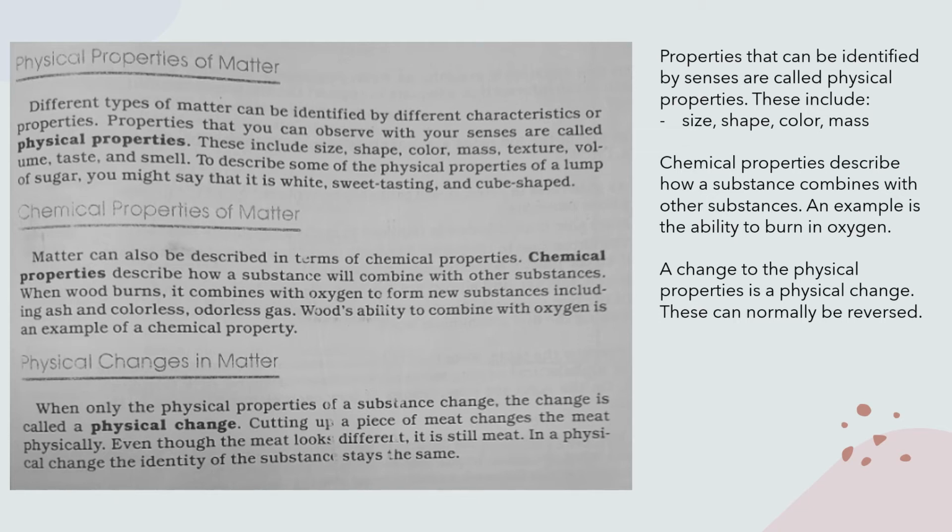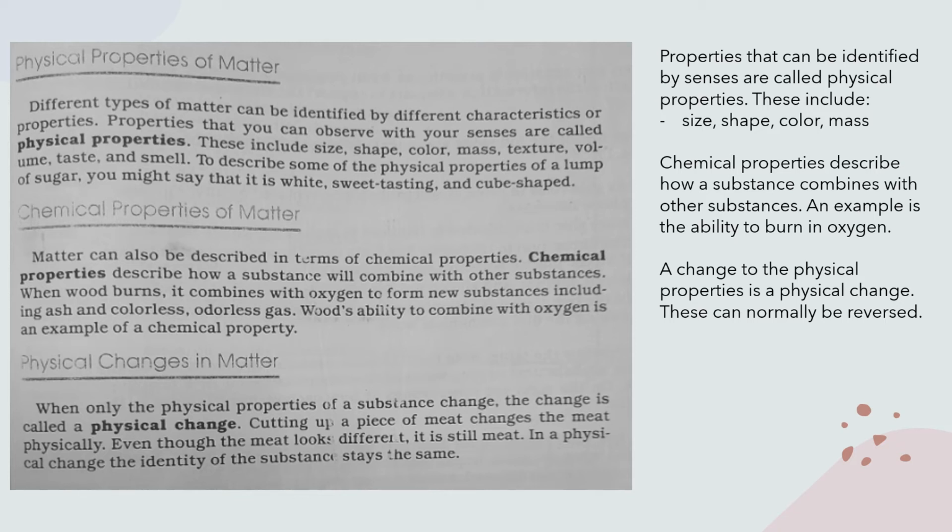Chemical properties of matter are a little bit different. Chemical properties describe how a substance will combine with other substances. So, for example, wood can burn. And when it burns, it combines with oxygen to form new substances, including the ash and the colorless, odorless gas. That's probably carbon dioxide. Wood's ability to combine with oxygen is an example of a chemical property. So, can something burn in oxygen? Can it combine with oxygen? Yes or no?